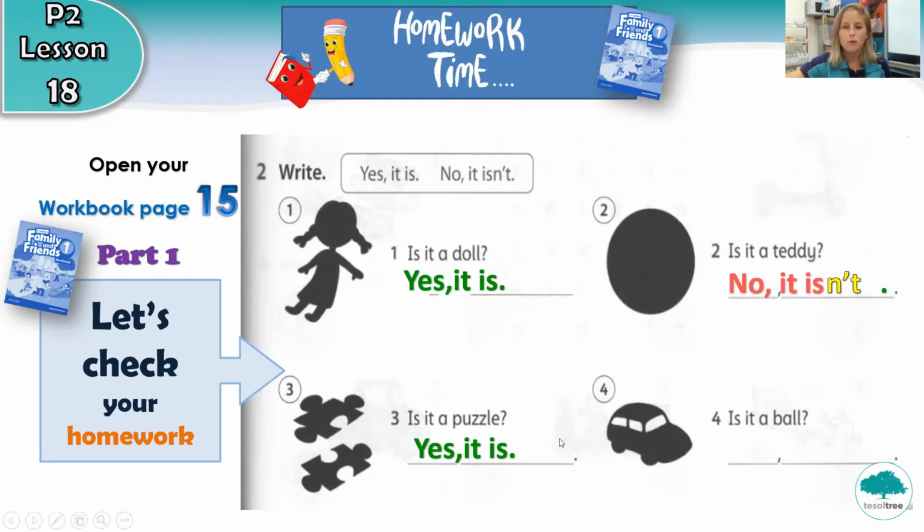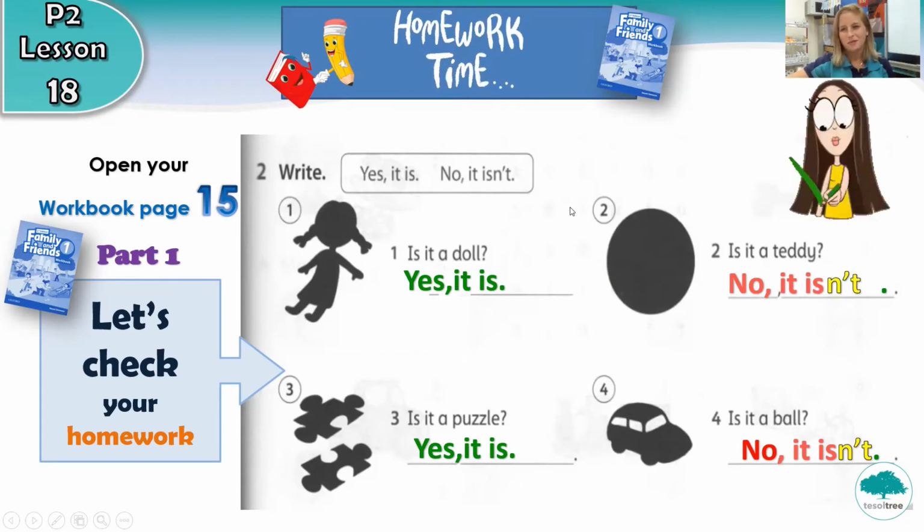Okay, number four. Look at the picture. Is it a ball? Yes or no? Correct. No, it isn't. Remember, no, it isn't. We add N apostrophe T to the word is. Okay, P2, if you got all the answers correct, give yourself a tick.